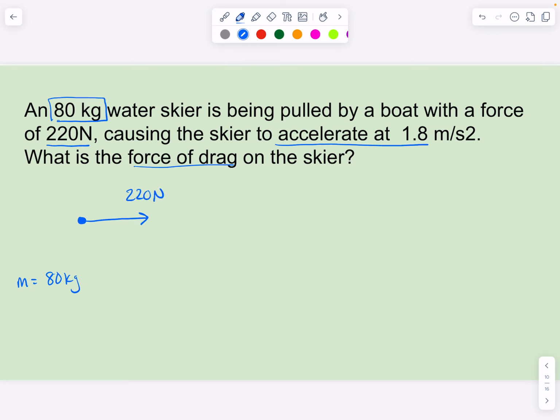Now, if you've water skied before, you know that you're not holding onto the boat. You're being pulled by holding onto a rope. So we would call it the force of tension. We want to find out what is the opposite force happening on the skier. And it says force of the drag here. So that's kind of that friction force that's dragging behind the boat as the water skier is going. What is that value going to be? We know the acceleration rate is 1.8 meters per second squared.